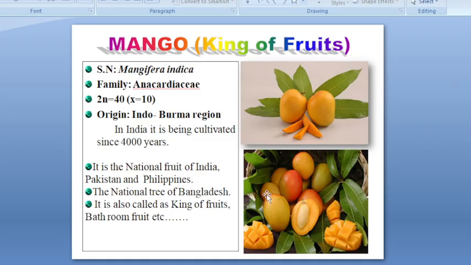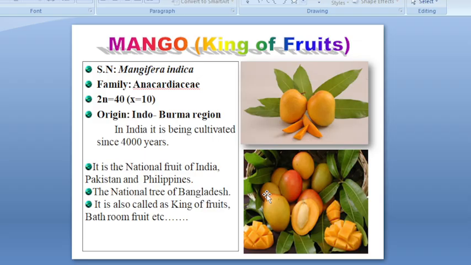It is also regarded as king of fruits because of its wide range of uses, with respect to area, and also the nutritional benefits. By considering all these aspects, it is regarded as king of fruits.